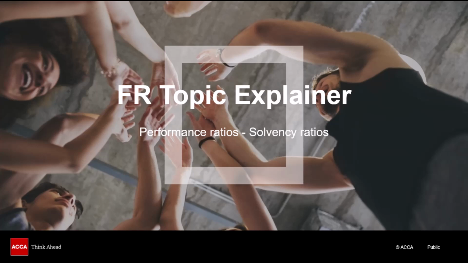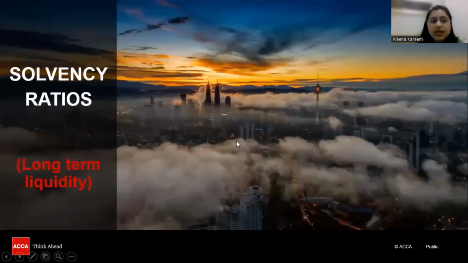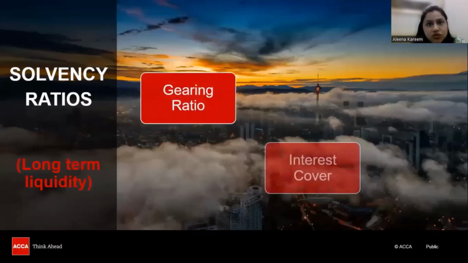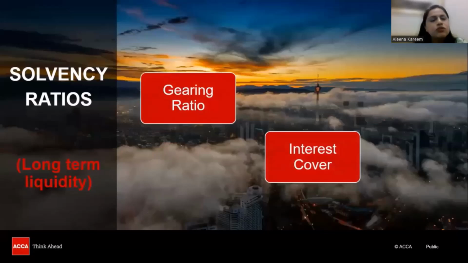Within the performance ratios, we have already covered working capital in one video, liquidity ratios in another video, and here we are with the solvency ratios. Solvency ratios are also related to liquidity. These are related to the long-term liquidity of the company. We just covered extensively the short-term liquidity of the company, but these are related to the long-term liquidity. Two ratios are very important, so I've included them in this topic explainer video: gearing ratio and interest cover. Both are very important, so we are going to discuss them individually.